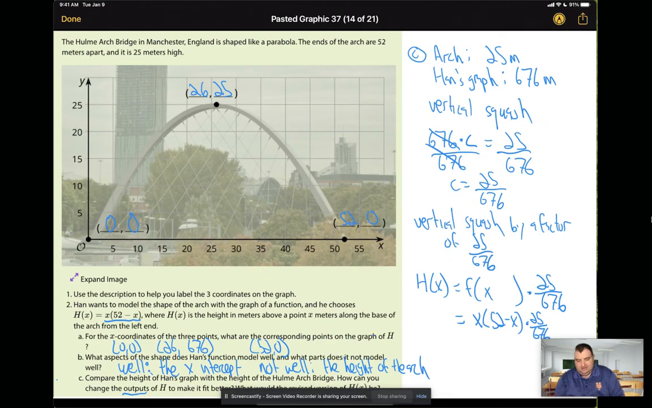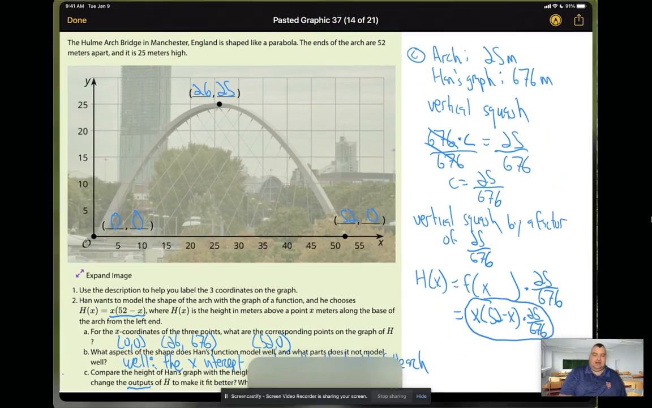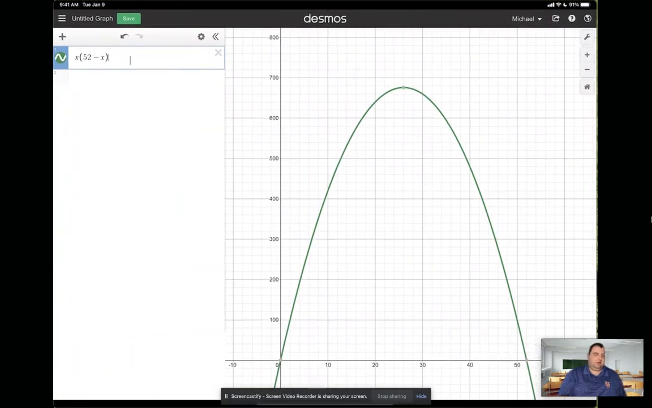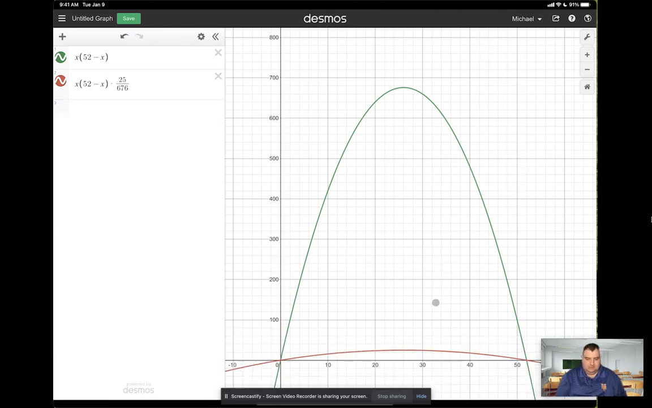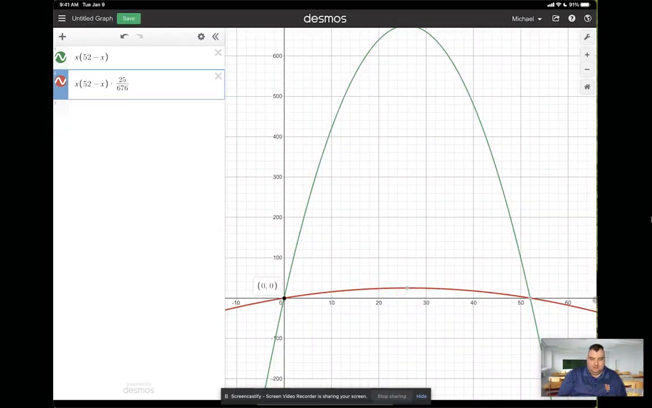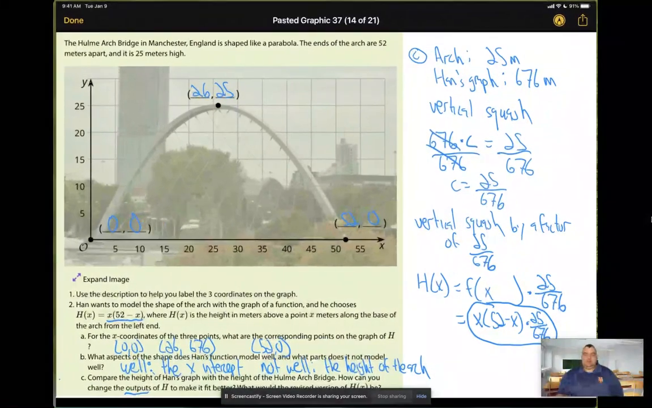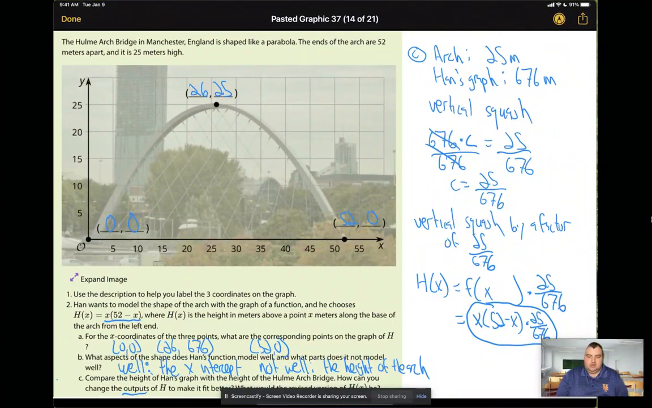If I do that, let's see what the graph ends up looking like. If I change this to x times 52 minus x times 25 over 676, notice I get the right x-intercepts, and the high point is at 25 meters. So it models that arch correctly. This was a vertical squash or a vertical compression. In our next lesson, lesson 9, we're going to talk about horizontal squashes and horizontal compressions.